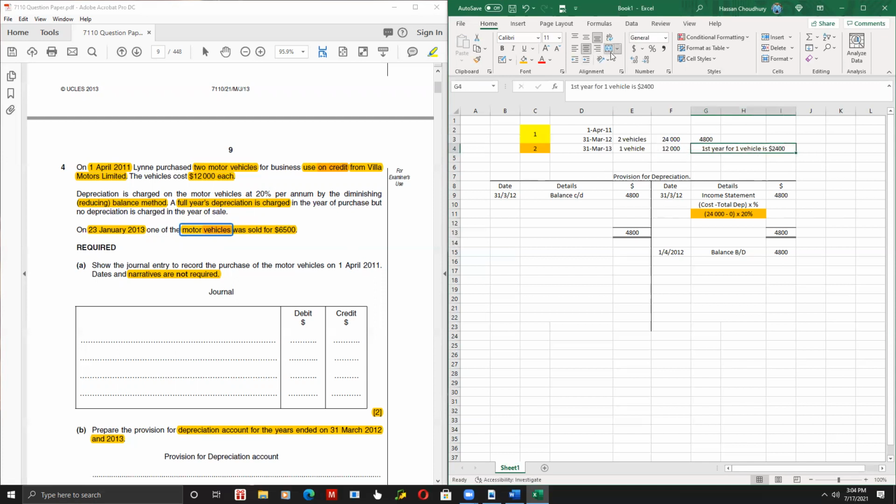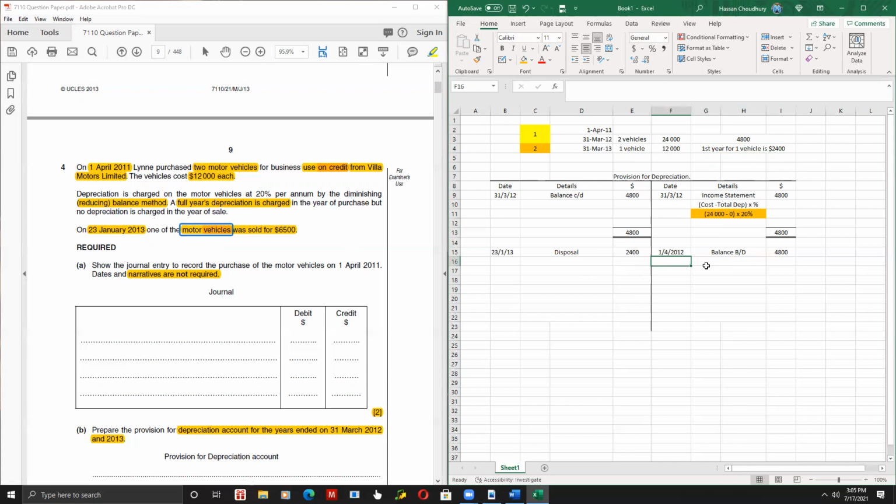Okay, I'm just going to merge this up. Right. Now this is very important because there are two things we need to do. First, on 23rd January 2013, we sold a vehicle, so that depreciation is not there anymore. We remove it. As long as the vehicle doesn't exist anymore, you remove the depreciation. So we remove the depreciation for the first year, which is 2,400. Out of these two vehicles, one was gone, and that vehicle's depreciation was 2,400.